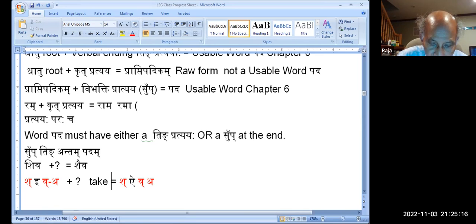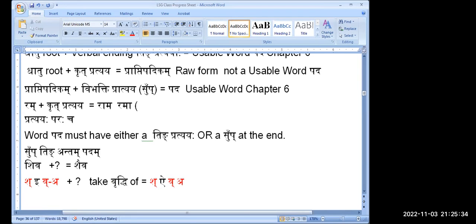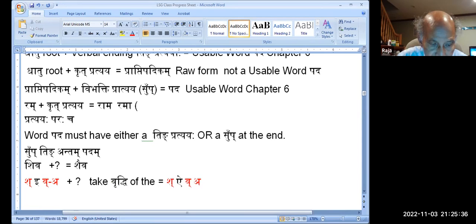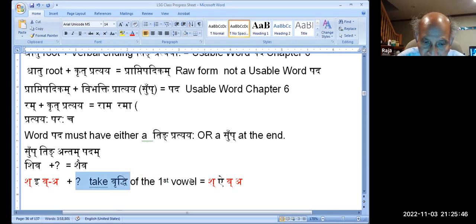Take Vruddhi of the E, the first vowel. Agreed? Yes, sir. Vruddhi of the first vowel. And this is the thing, you came out with this. So Panini must have written all of that in his mind. And same thing with this one.